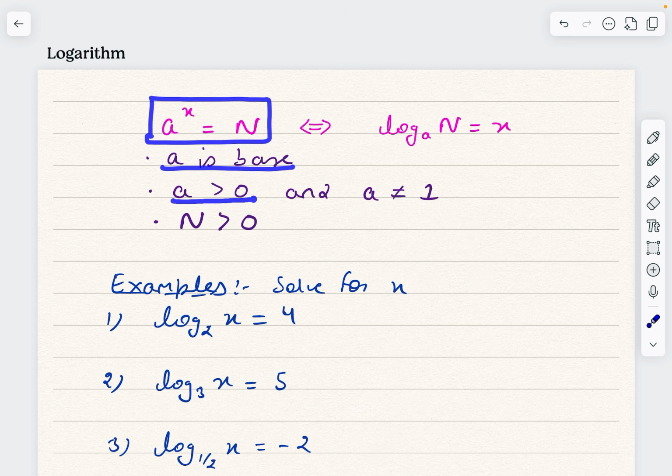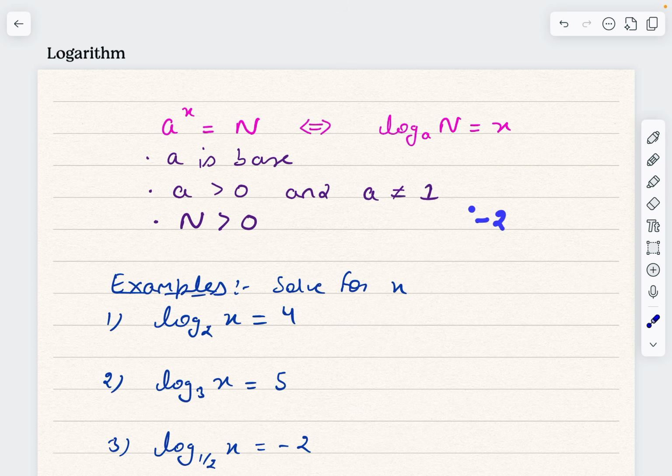Why only greater than 0? Because negative numbers cannot have every power. If I say minus 2 and take the power as 1/2, (-2)^(1/2), which basically becomes the square root of minus 2, you see it is not defined. So negative numbers are not defined for every power, so we take a only positive.